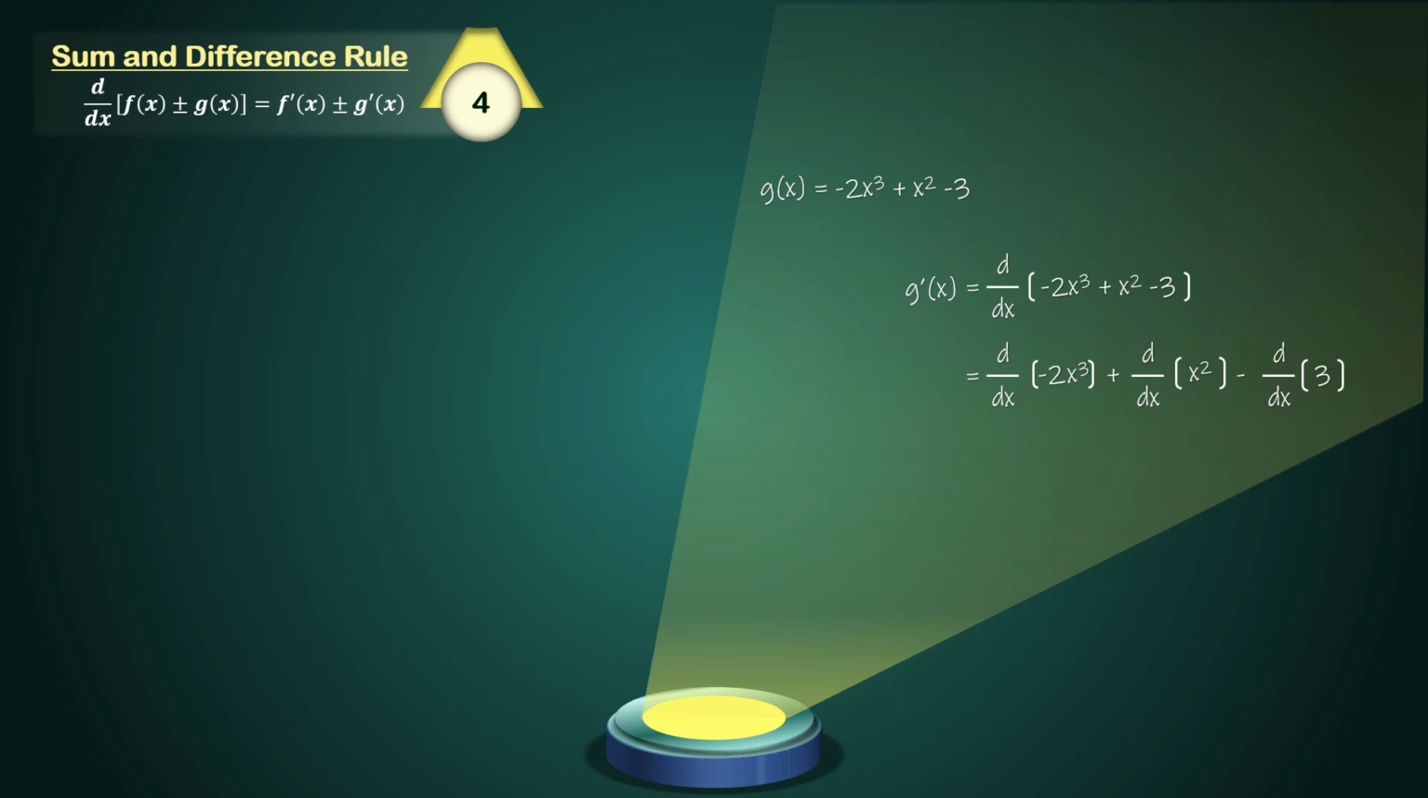To get the derivative of the first term, apply the constant multiple rule, which allows us to pull out the numerical coefficient of the term and take the derivative of x cubed. On the same term, apply the power rule, and it is equal to negative 2 times the derivative of x cubed, which is 3 times x raised to 3 minus 1, plus, applying a similar rule on the second term, the derivative of x squared is 2 times x raised to 2 minus 1, minus the derivative of the third term, which is 0 by the constant rule.